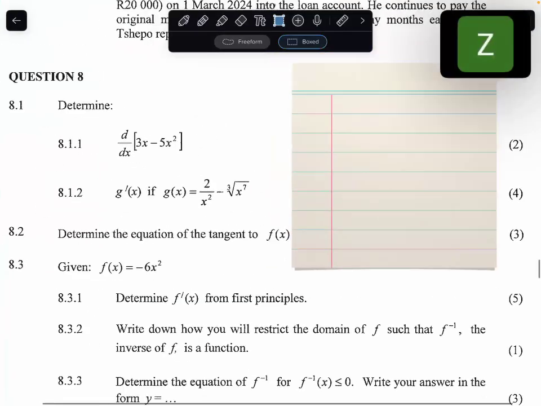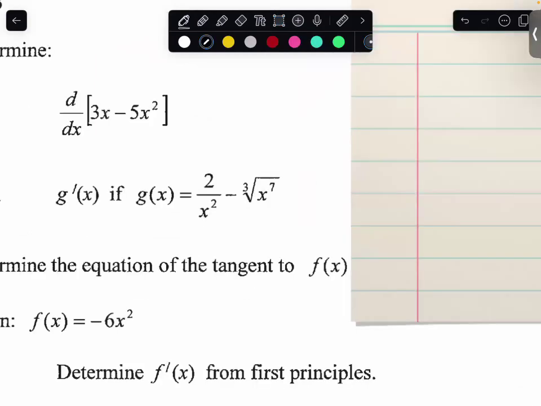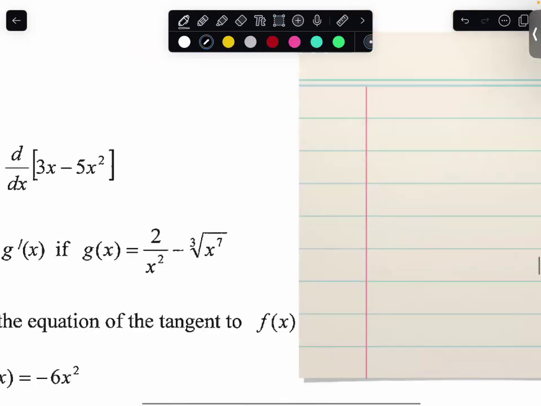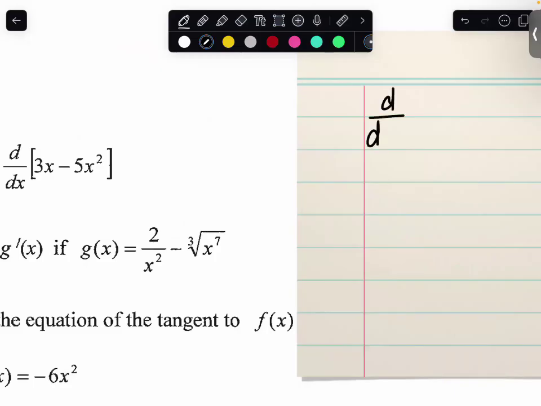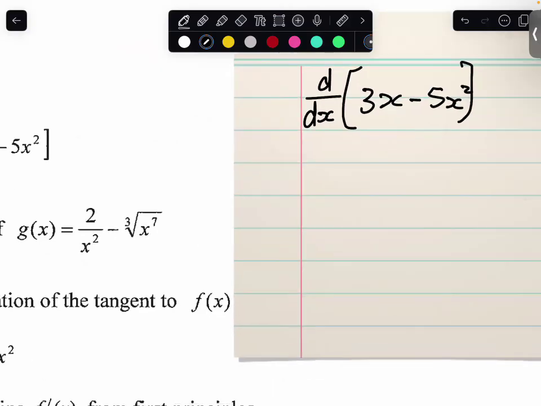All right, calculus, question 8. It says 8.1, determine 8.1.1, the derivative of 3x minus 5x squared. That's a straightforward derivative. Remember the notation here, when you have d over dx in a bracket of 3x minus 5x squared. In the step where you find the derivative, you drop all the drama and replace it with an equal to, to show them that you're finding the derivative.